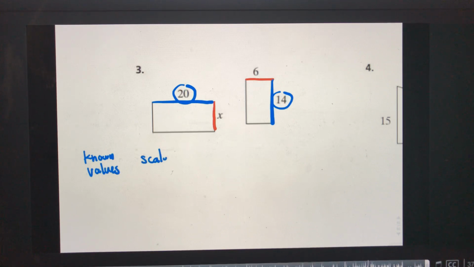are scale, and identify your scale factor, okay? Your scale factor is going to be image over pre-image. So image over pre-image. Now, determining which one is your image and pre-image is also important.